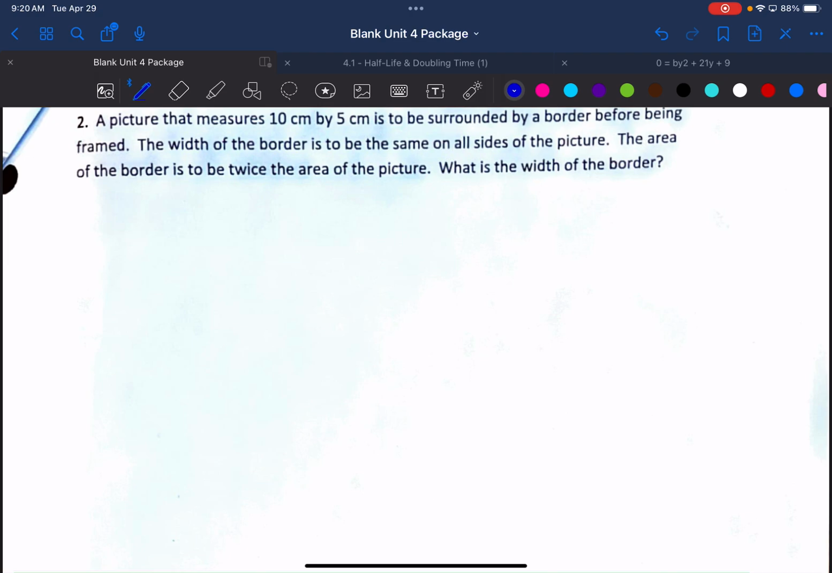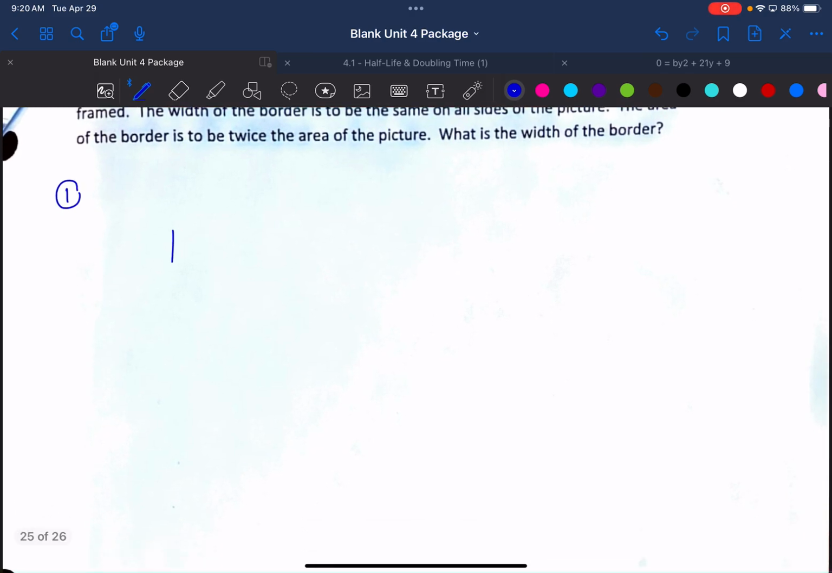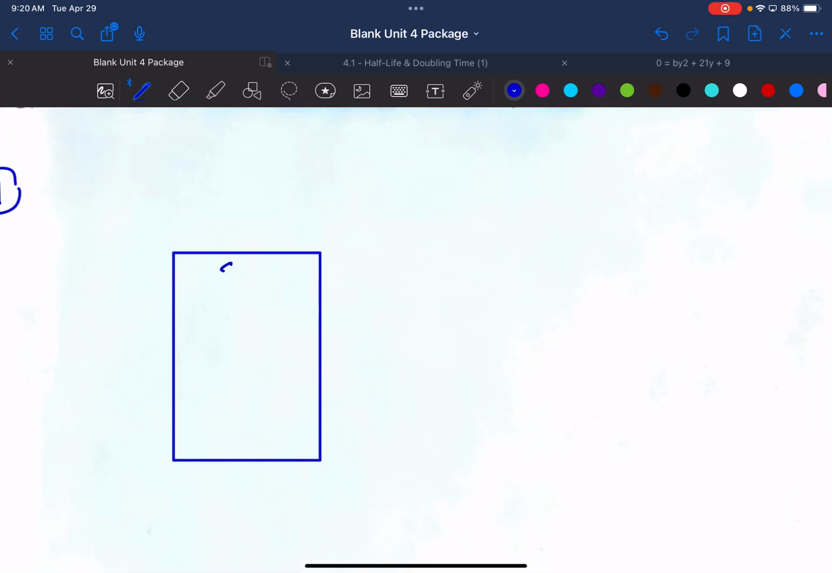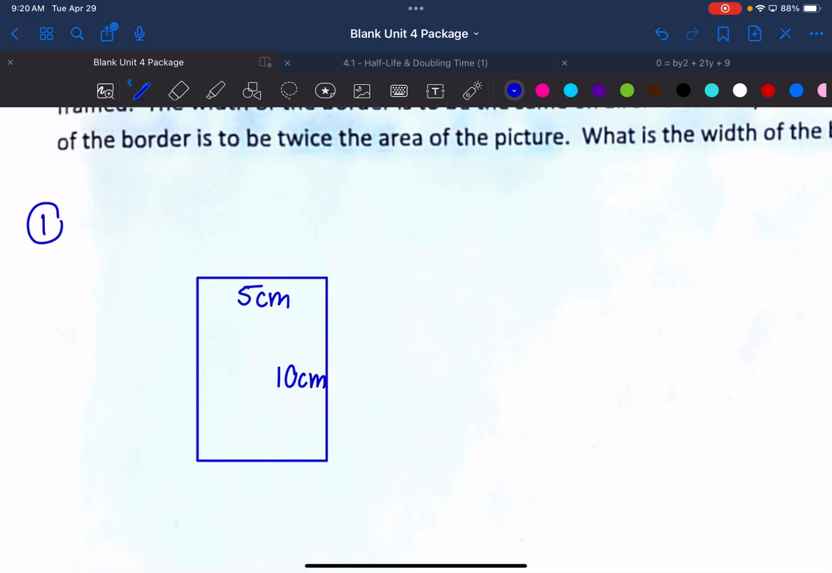Okay, shall we do this last one? Because this one, there's more steps in this case. So, okay, we're going to start with a diagram because visualizing this definitely helps. So step 1, I'm drawing it. So here's my picture, right? Okay, this is only going to take 5 more minutes and then I'm sending you on your way. So we know that our picture is 5 centimeters by 10 centimeters, right?